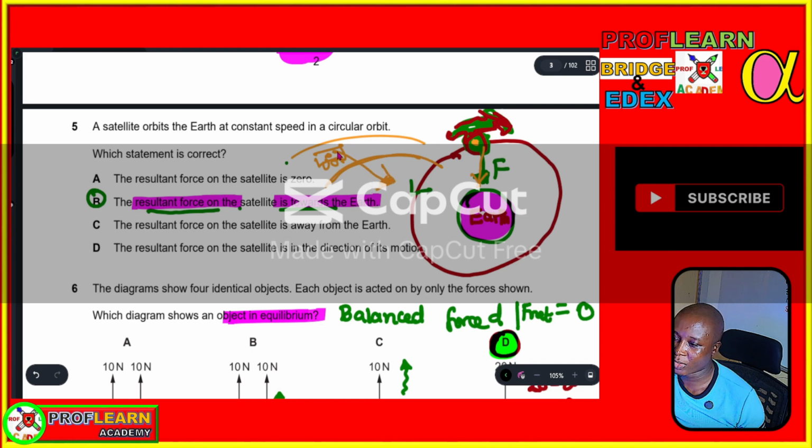So the force is going to be frictional force here to keep this in circular motion. And for a satellite going around the orbit, it is going to be the gravitational force. In that case, that force is going to be directed towards the center. So we are going to say the resultant force is toward the center of the earth.